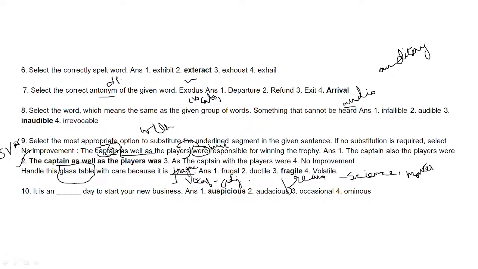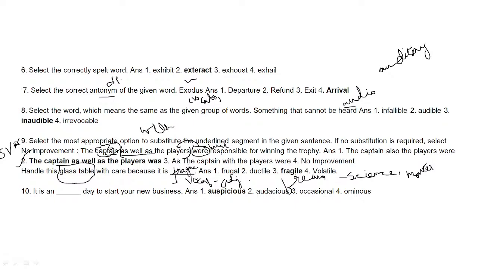It is a dash day to start your business. Now, if it is related, that is why you have to know the meanings of the words. This is the reason. The first is auspicious. Auspicious means very good luck. It means a good moment to start something.